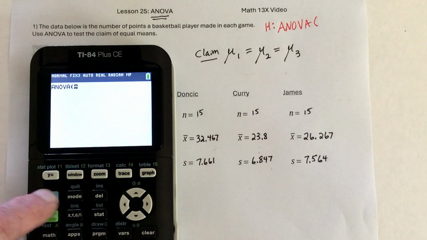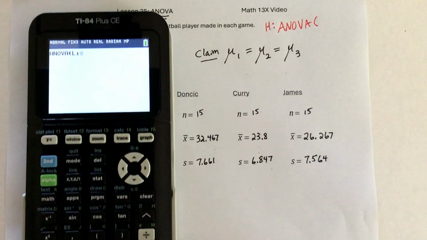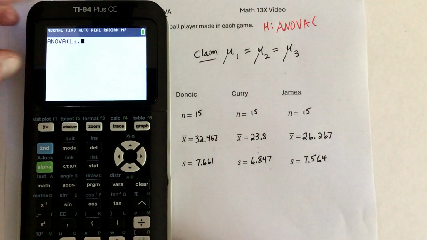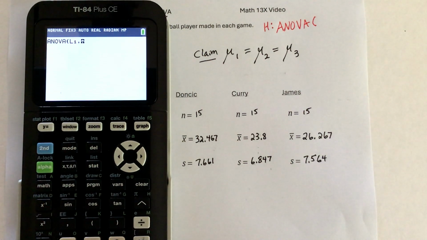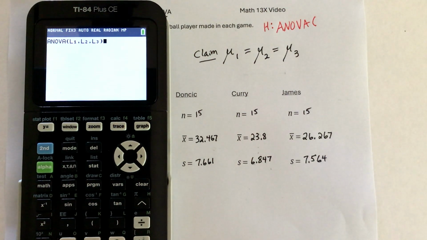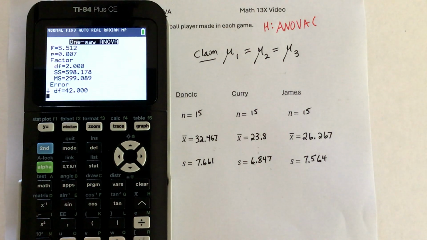So put second L1, and then you do need to put a comma in between. So right above the 7, comma, and then second L2 or second 2, and then comma, and then second 3 or L3. And then just close the paren. And so this gives us a lot of information, but there's only 3 things that you need.